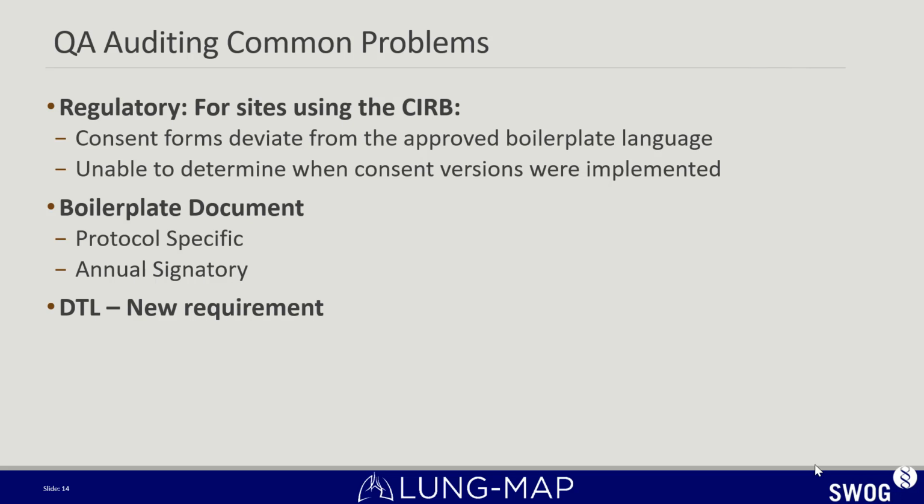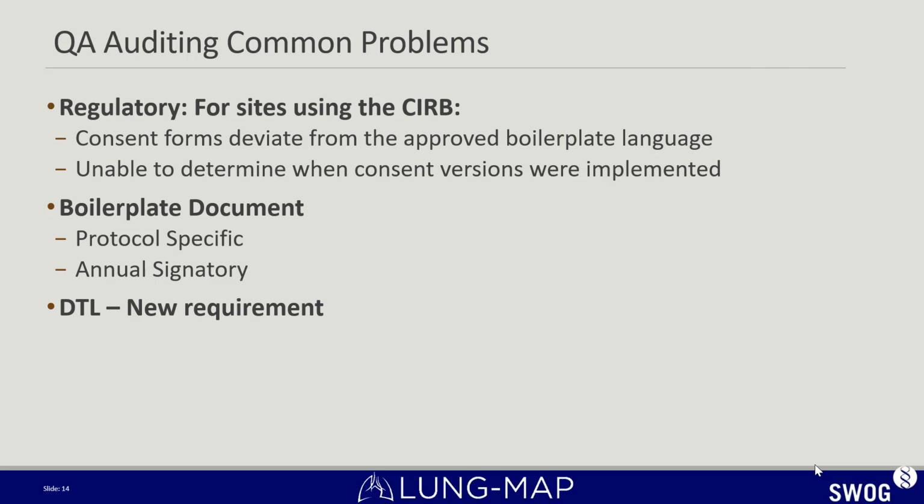So some of the common auditing problems that we see when we're on the sites, when we're auditing, has to do with regulatory, first of all. So for the sites that use the CIRB, we see consent forms that deviate from the approved boilerplate language, and we see issues where we're unable to determine when the consent versions were implemented. So it's really important that you have some way of marking your consent forms with your implementation date. A lot of times when we talk to sites, they have the protocol version, but not necessarily the date when they implement their consent forms.